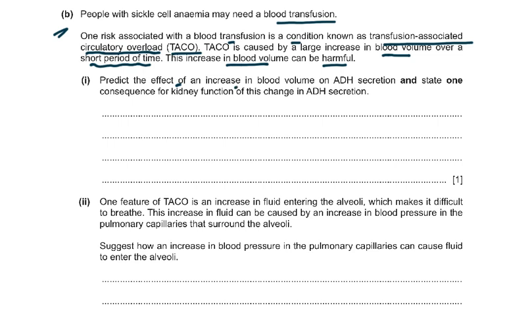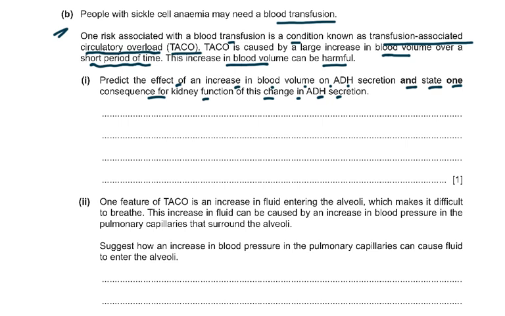Predict the effect of an increase in blood volume on ADH secretion and state one consequence for kidney function of this change in ADH. So now you need to recollect what the ADH does. It's anti-diuretic hormone. When your blood is very concentrated, what is produced is anti-diuretic hormone. It works on the collecting duct, and there is going to be water absorption. Because your blood is concentrated, the water which was going to go into the urine is now reabsorbed and your blood concentration is normalized.